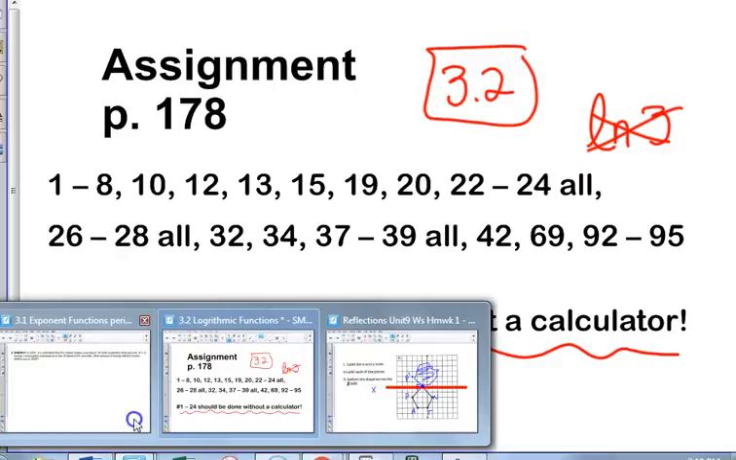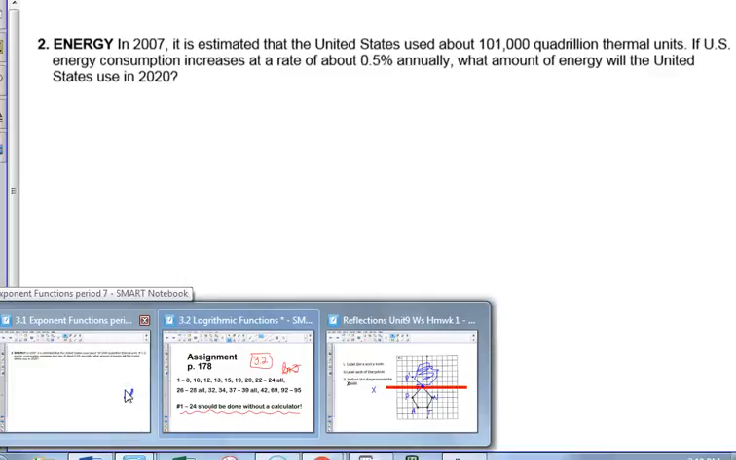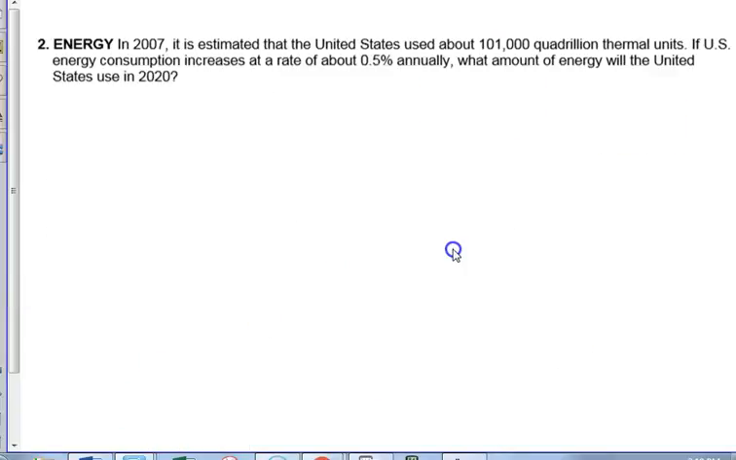Right now, I'm going to go back. There is an important question at the bottom of 3.1. Where did we leave off? Is that all the further we got was problem 1? Yep. Okay. I'm going to go back and talk about a few of these then. In 2007, it's estimated the United States used about 101,000 quadrillion thermal units. We're going to leave quadrillion as a unit. I'm not going to bother to write out all those zeros.